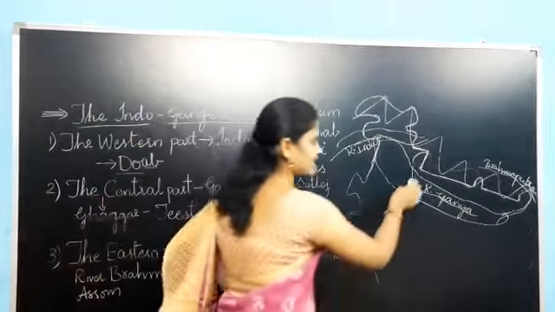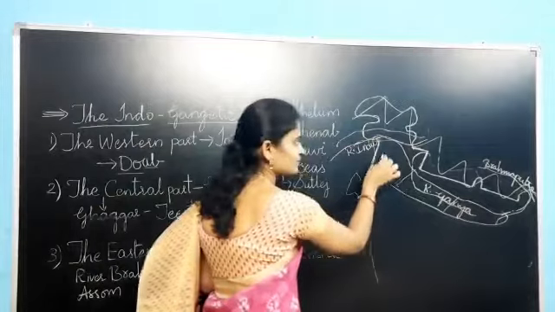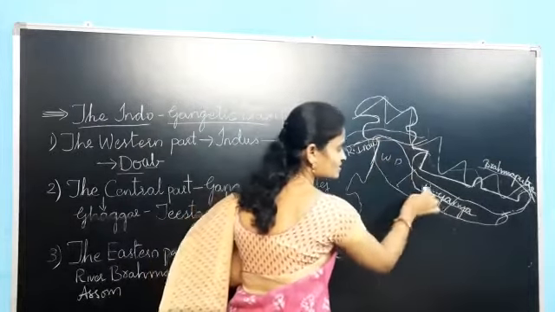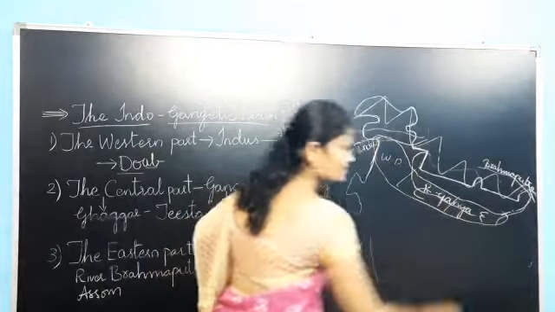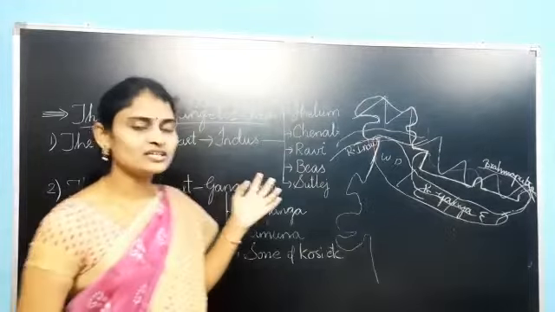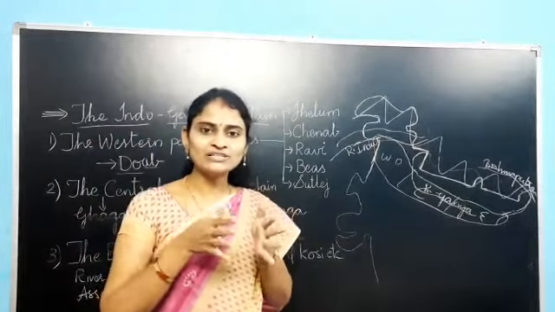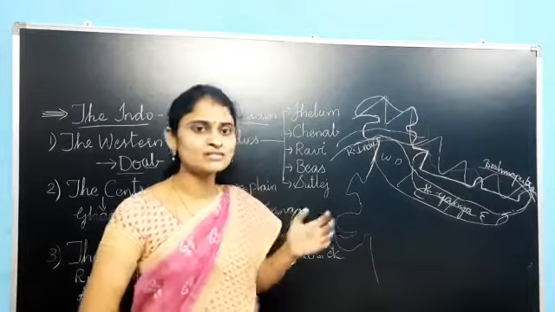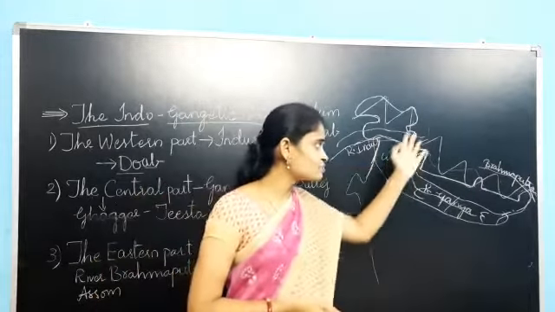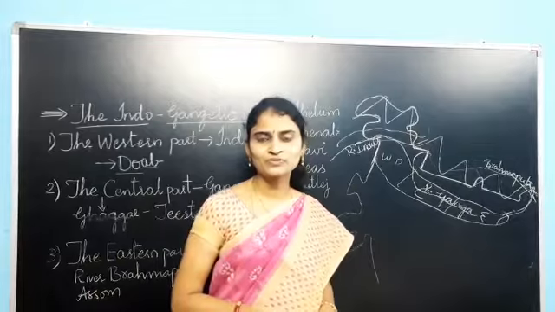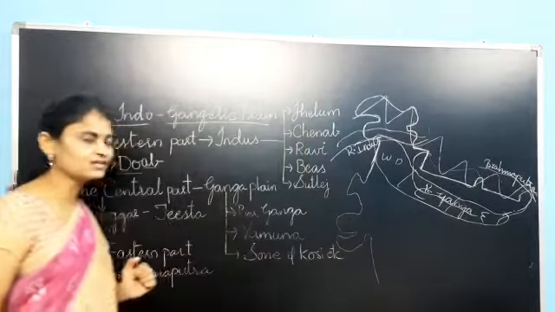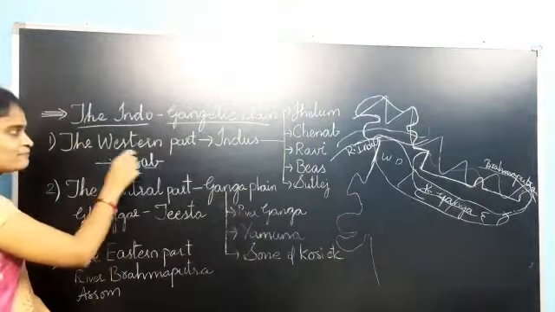The west part, central part and the eastern part. Initially, this was a very shallow basin and gradually this was filled with soils which these rivers brought from Himalayas. Okay, now let us see about these three parts.